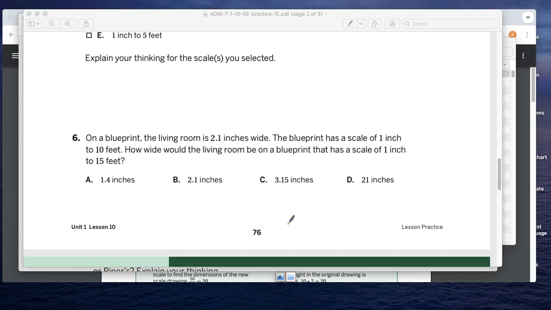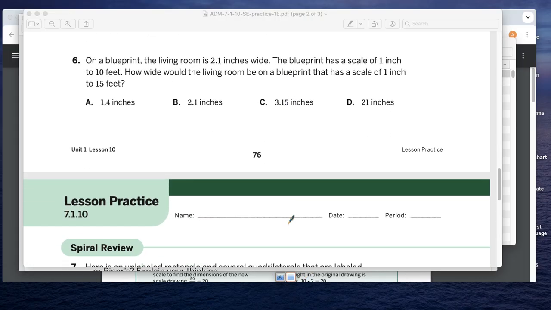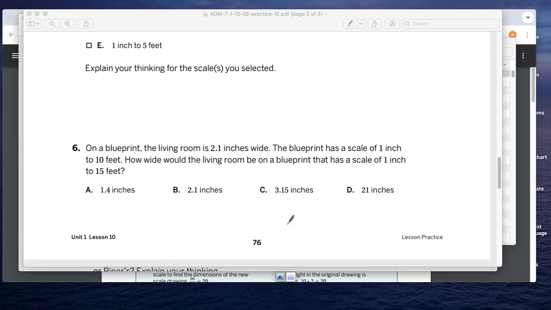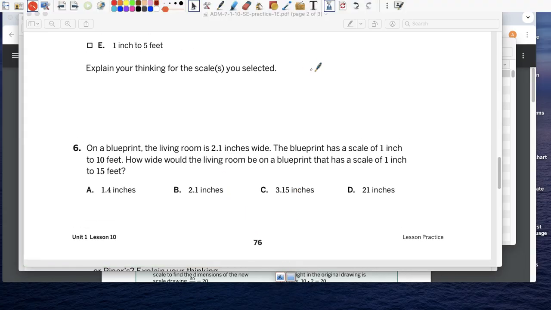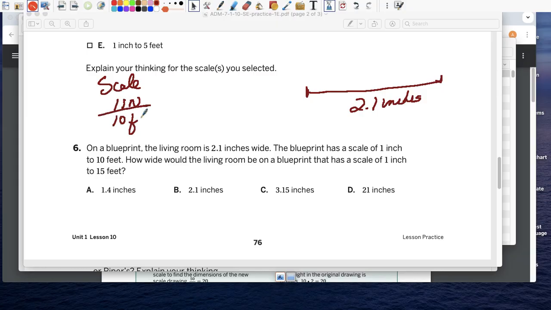No. 6. On a blueprint, a living room is 2.1 inches wide. So let me put it like this. Imagine a living room, your living room, your home. It's 2 inches wide in your drawing. You do a little drawing. The blueprint has a scale of 1 inch to 10 feet. So the scale in your notebook says 1 inch is 10 feet. How wide would the living room be on the blueprint that has a scale of 1 inch to 15 feet?